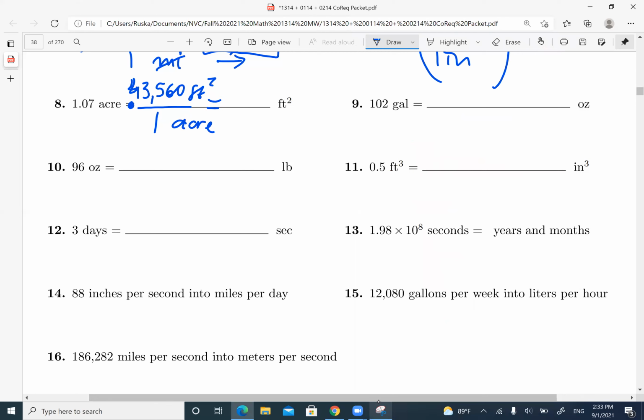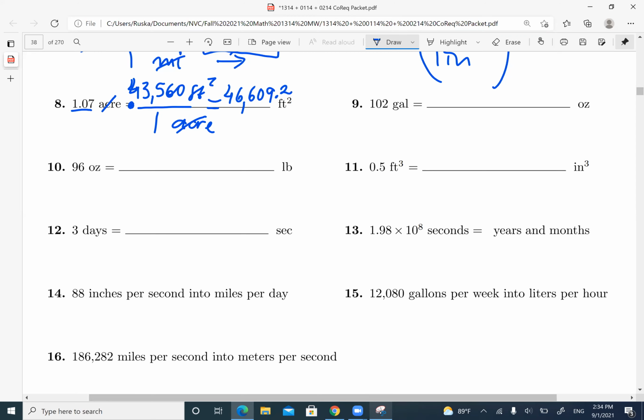Okay, so when I multiply 43,560 by 1.07 acres, because I have to multiply the two numbers because acres cancel, and the answer is in square feet. So I'm multiplying because this number 1.07 is in the top. I multiply by 43,560 and I get 46,609.2 square feet. Okay, so that's what I get when I change acres to square feet.